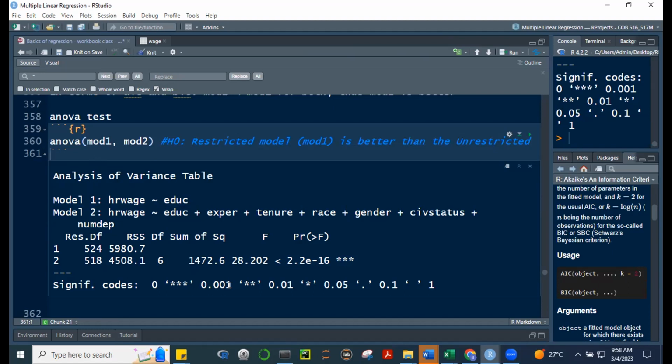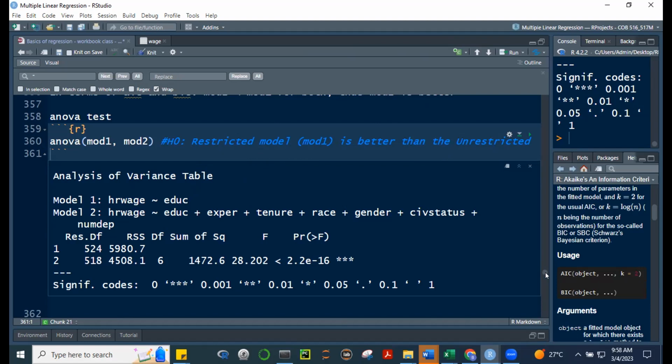Class, do we reject the null hypothesis? Yes, correct. Thank you. Perfect. So we reject the null hypothesis that the restricted model is better. We reject this, which means that the unrestricted model is better.